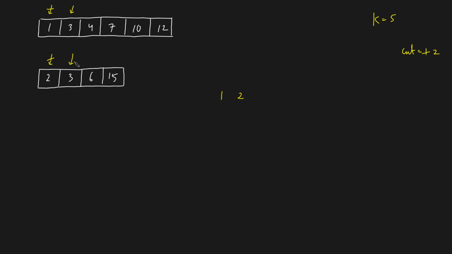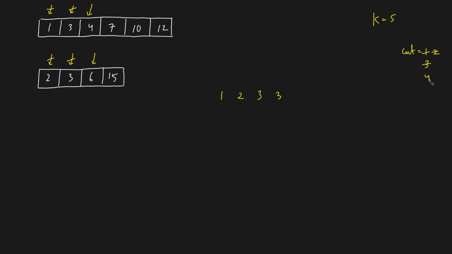Now I'll compare 3 and 3, which is the smaller one. You can definitely pick any one of them, so I'll pick this 3. I'll increase the pointer to over here, and I'll increase the counter to 3. Now again a comparison will be done between this 3 and 4. I'll pick this 3, I'll increase the pointer to here, and I will increase the counter to 4.